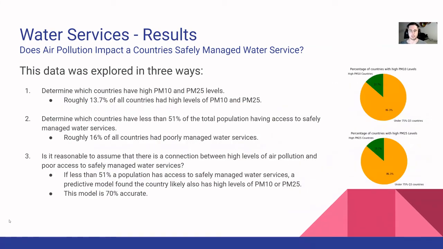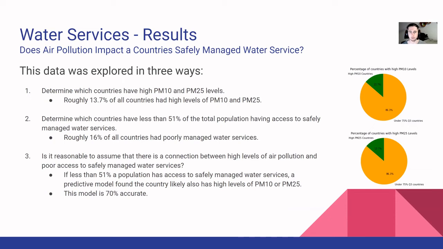Two data sets were used in this analysis, one which showed the total percentage of a population that has access to a safely managed drinking service, and another which shows the level of particle matter 10 and 25 from various countries. After cleaning the data, there were 3 main questions asked and explored.